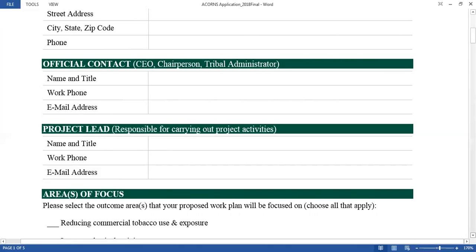If there is an additional person, please feel free to insert two people here if there are multiple people carrying out project activities. Under the areas of focus, this is where you'll select the outcome area or areas that your proposed work plan will be focused on.